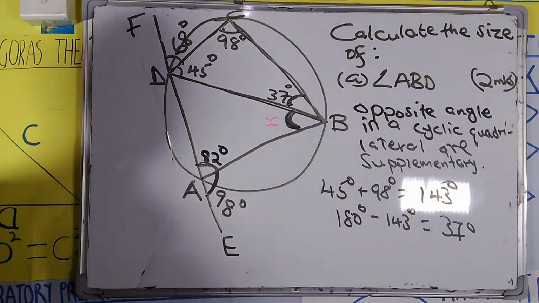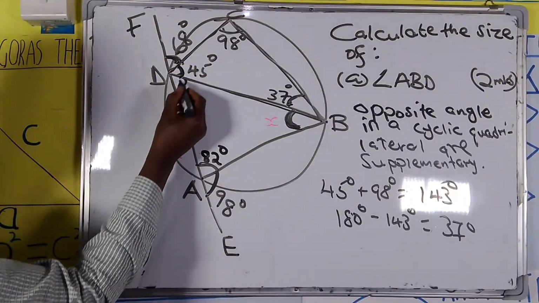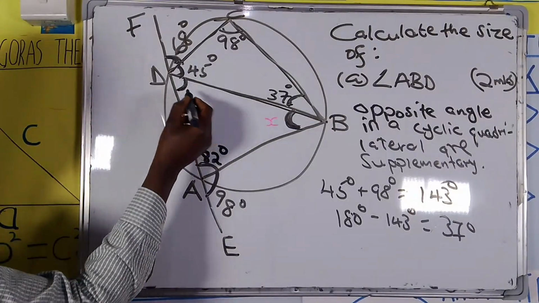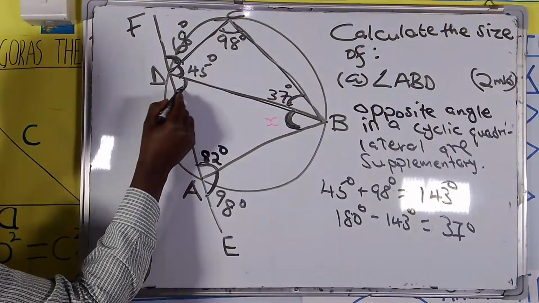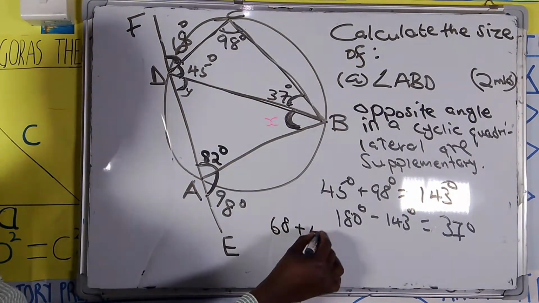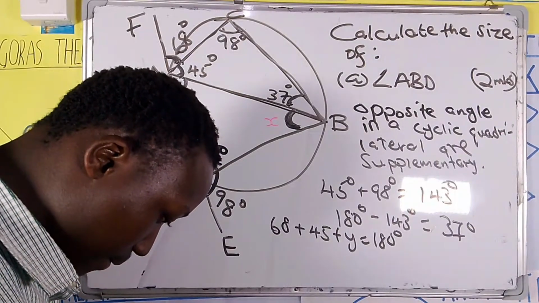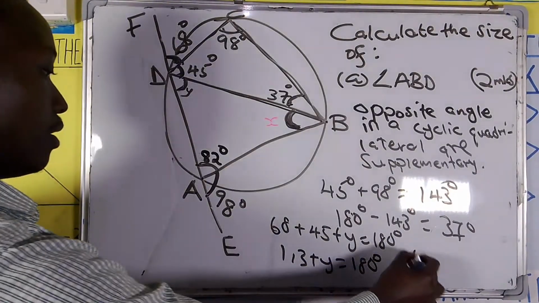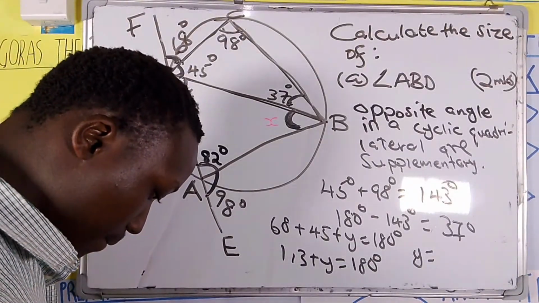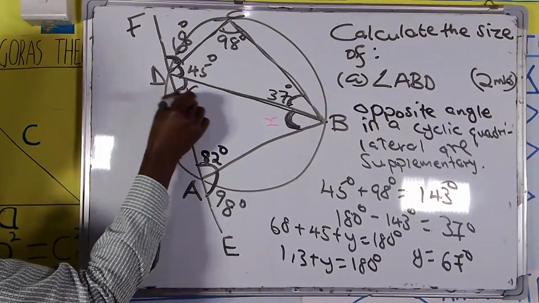So let us proceed and see how we are going to get this one. This angle which we are seeing here is 68 degrees and this one is 45 degrees. These are angles on a straight line, that means 68 plus 45 plus y is equal to 180. If you add 68 plus 45, we will get 113 plus y is equal to 180. So our y will be equal to 180 minus 113, which is 67 degrees.